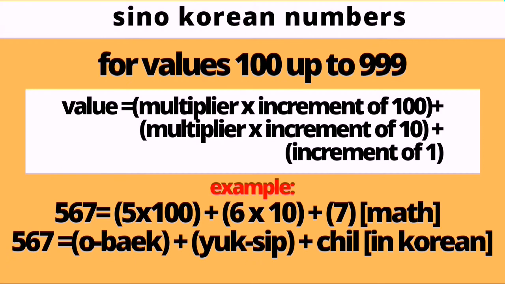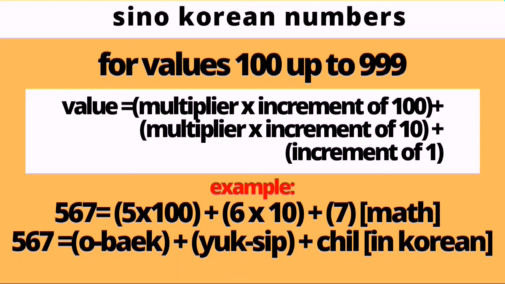Now that we were able to explain how to count from 10 to 99, let's proceed with the values 100 up to 999. So aside from increments of 1 and increments of 10, numbers from 100 up to 999 also involve increments of 100. And therefore, we'll be using baek. So the formula that we should follow is this. Value equals multiplier times increment of 100 plus multiplier times increment of 10 plus the increment of 1.